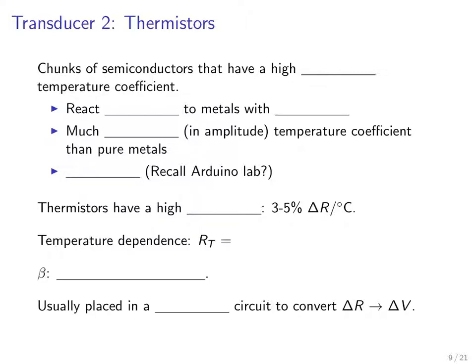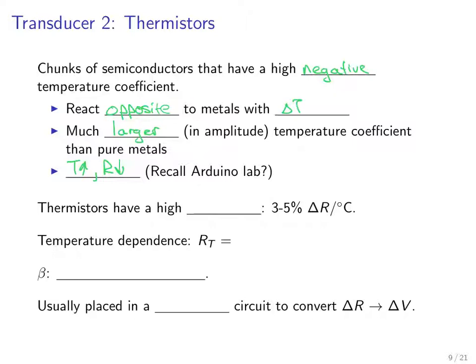The second class of temperature transducers is thermistors. These are chunks of semiconductors that have a high negative temperature coefficient, and they react opposite to metals with changes in temperature. However, they have a much larger, in terms of amplitude, temperature coefficient than pure metals, and as the temperature goes up, the resistance goes down, as you may recall from the Arduino lab.